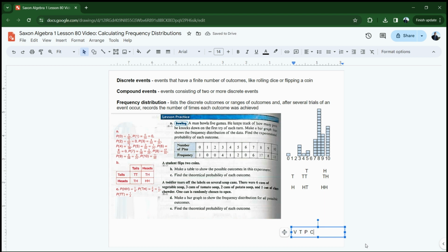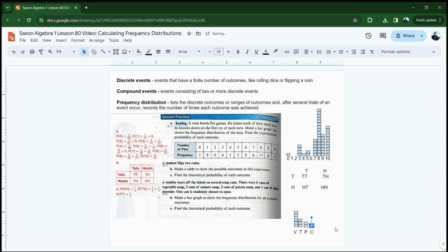Also, I'm going to note that up here, while there was an inherent order in the number of pins knocked down, 0, 1, 2, 3, count it up, that was a certain type of data known as numerical data, right? That can be ordered from least to greatest. This is just categorical data. I can't put these in order from least to greatest or anything, because there is no least number of type of soup, right? These are just types of soup.